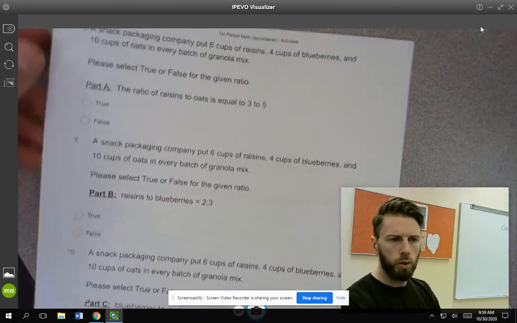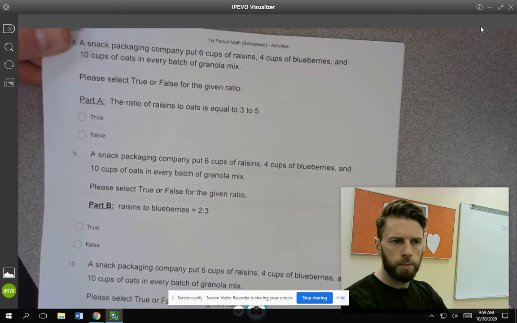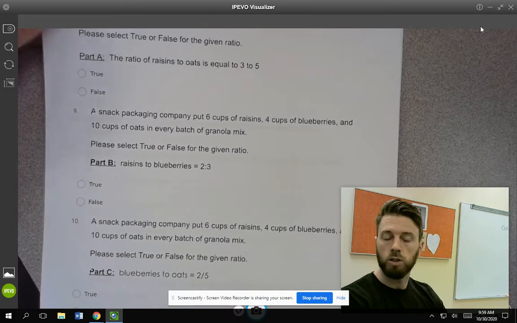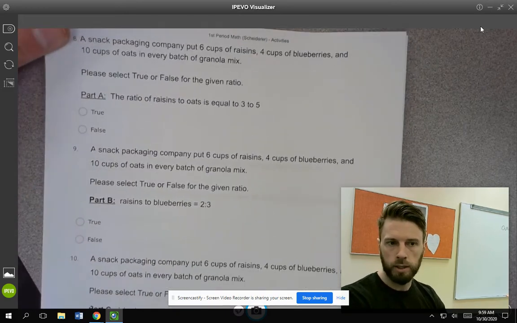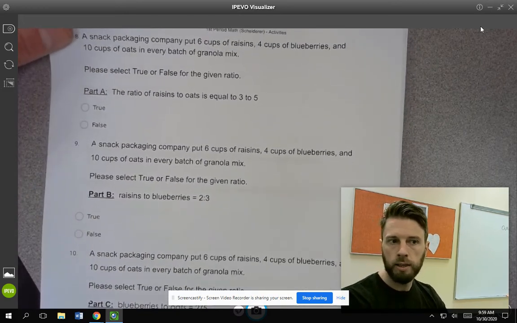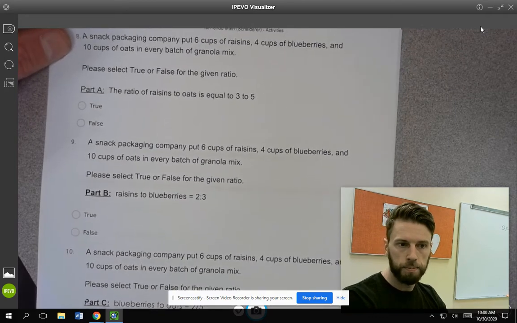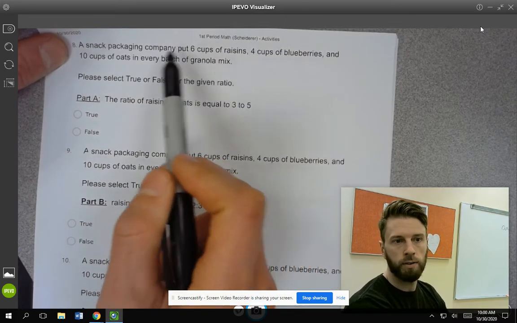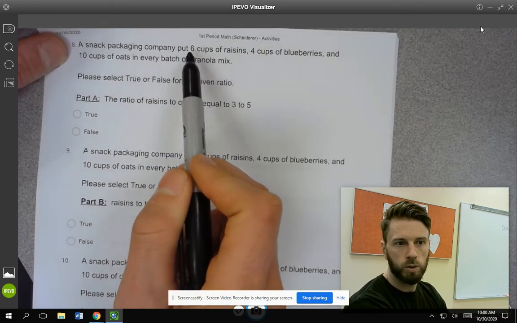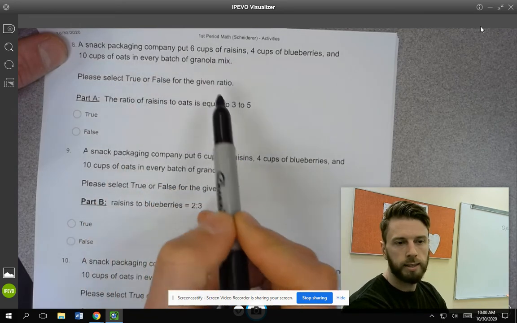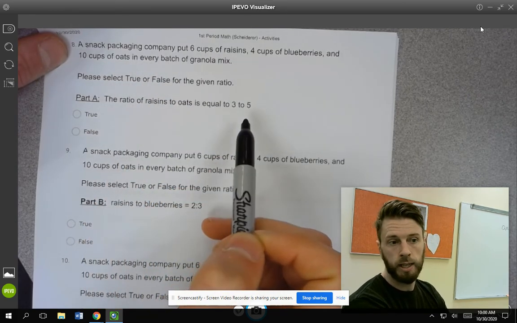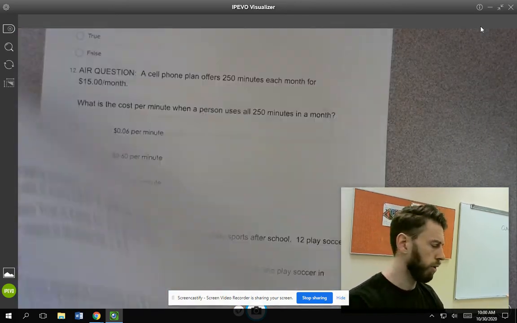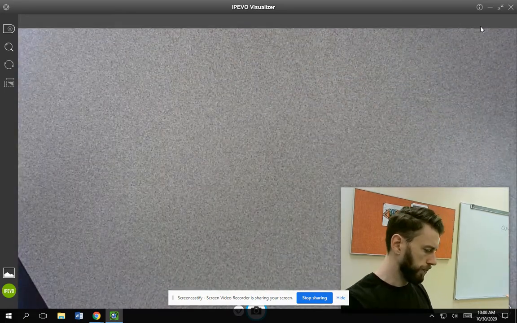Moving on, if we get to, say, problem number 8. Problem numbers 8, 9, 10, and 11 are all the same essential question. They're just asking you different things about it. So if it looks like you're doing the same question, you're not. Read the question carefully because it's asking you for part A, the ratio of raisins to oats is equal to 3 to 5. So you look at raisins, which is 6, and oats is 10, and tell me if 3 to 5 is equivalent to that. That's true or false. And this is just going to keep giving you different scenarios, and you tell me if those are true or false.